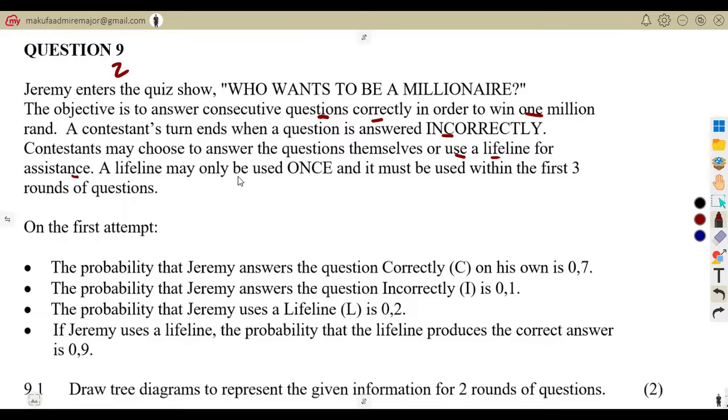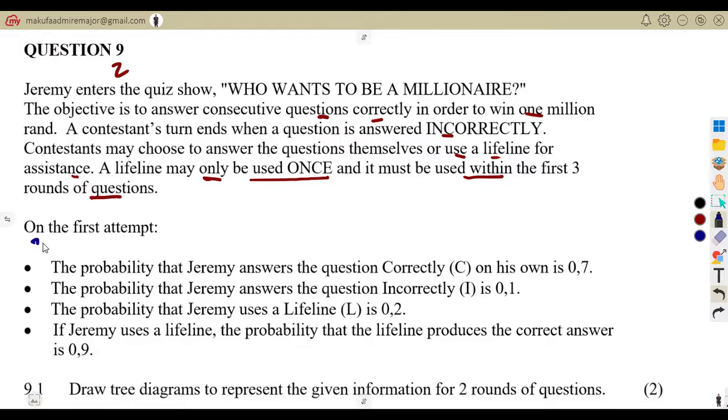A lifeline may only be used once, and it must be used within the first 3 rounds of the questions. So there's a lot of information there that is being said that you need to understand.